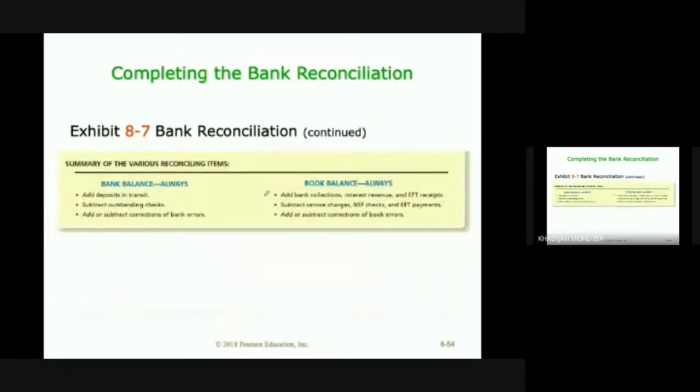Summary of the various reconciling items. Bank balance: always add deposits in transit, subtract outstanding checks, and add or subtract corrections of bank errors. So it depends on the correction whether it will increase or decrease the bank balance. Book balance: always add bank collections, interest revenue, and EFT receipts. Subtract charges, NSF checks, and EFT payments. Add or subtract book errors.